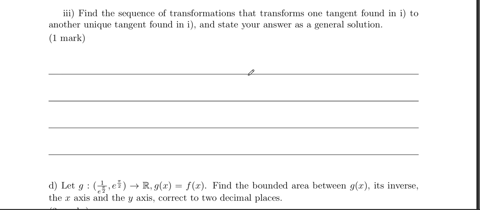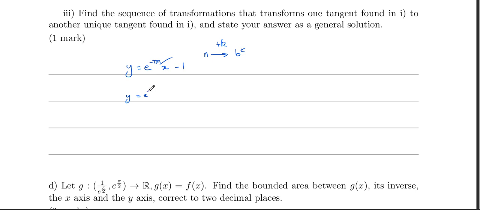All right, find the sequence of transformations that transforms one tangent found in part I to another unique tangent found in part I. State your answer as a general solution. Okay, so what do we have here? We have y is equal to e to the negative pi n times x minus 1. And remember, n is an integer, so if we want to take n to another integer, which we'll call, I don't know, b, then we need to add another integer to it to get to b, right?